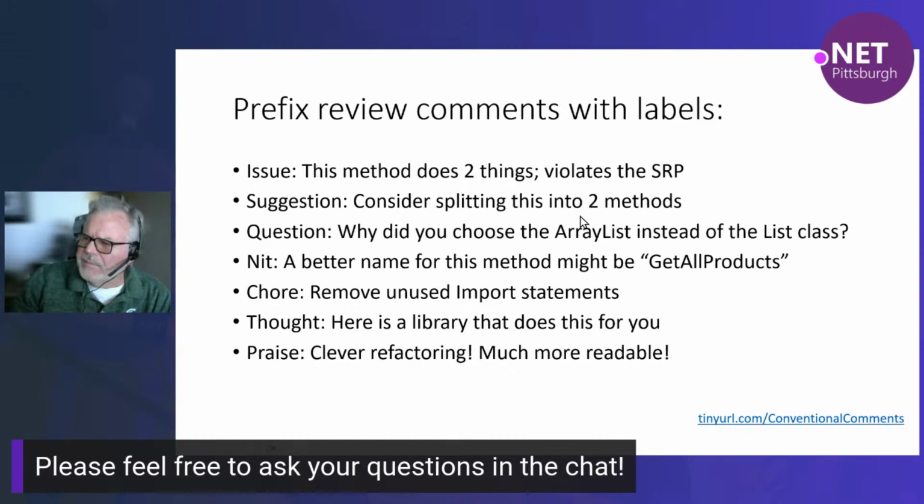Suggestion is a potential issue, but maybe it doesn't have to be addressed. Just something to consider. You might want to do this. A question may or may not be a problem. I just want to know, in this example, why did you choose this type of class rather than that type of class? I would have chosen this one, but maybe there's a good reason for it. Just answer my question. That's all. You may not have to change the code if you have a valid answer to that question.